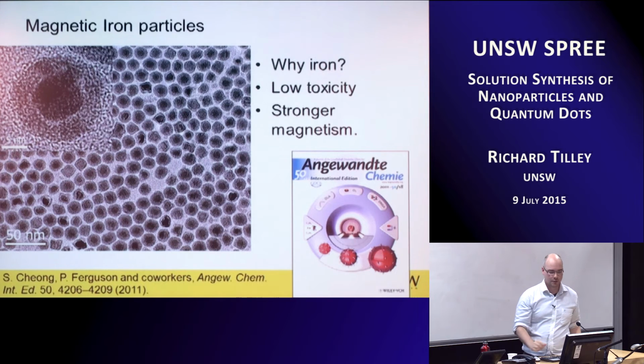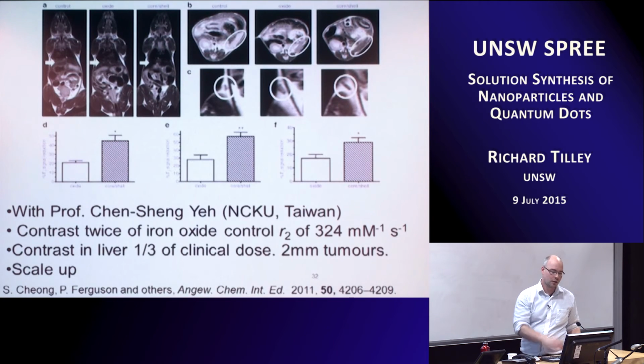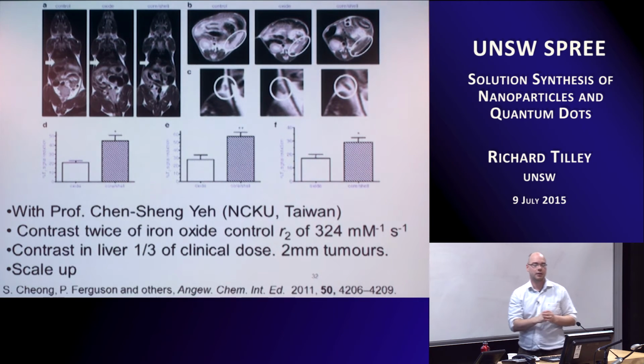So we did want to see if we could use particles which have an iron core, so they should have really stronger magnetic properties compared to the iron oxides. And that's essentially what we showed. So they do have stronger magnetic properties, so you then do have better contrast for the MRI.